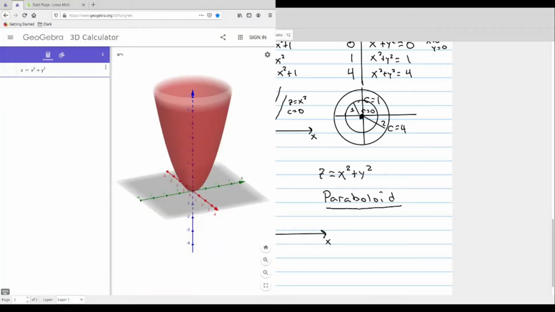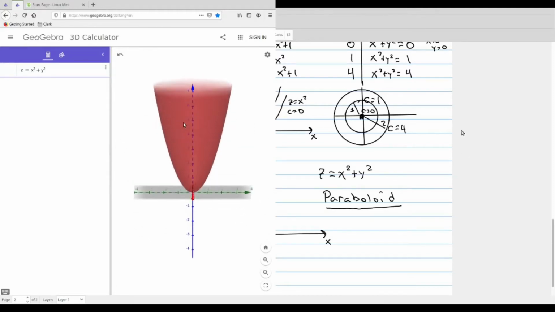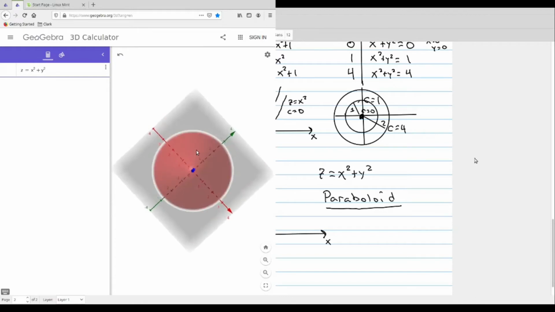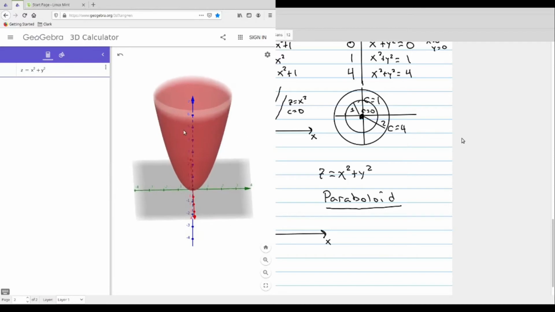So we can clearly see that, and this is the exact shape that we get. And we don't even need GeoGebra to figure out what this three-dimensional shape is. If you just argue based on those traces that we did, I'll do 3 of the traces right here just so you can see them.